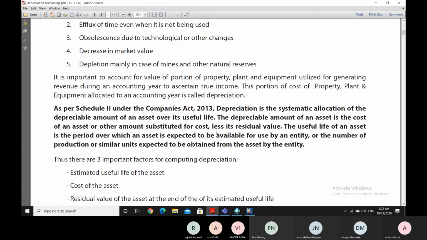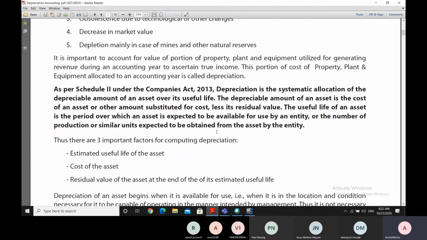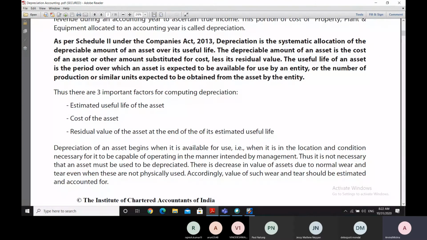Now, thus we can say that there are three important factors for computing depreciation. When we want to compute depreciation, there are three factors which will affect the depreciation that we will have to provide in our books of accounts. These three factors are: what is the estimated useful life of the asset at the point of time when we are calculating the depreciation, what is the cost of the asset for us, and what is the remaining value, or the residual value, of the asset when its estimated useful life has come to an end.